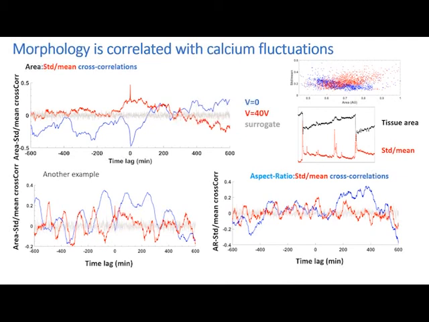Any change in morphology, either area or aspect ratio, is accompanied by calcium activity. And in many of the cases, calcium activity precedes the morphological changes, but not always. And in many interesting cases, the calcium activity dynamics itself gets feedback from the mechanics. So you shouldn't think about it as a sequential type of process. It goes together.